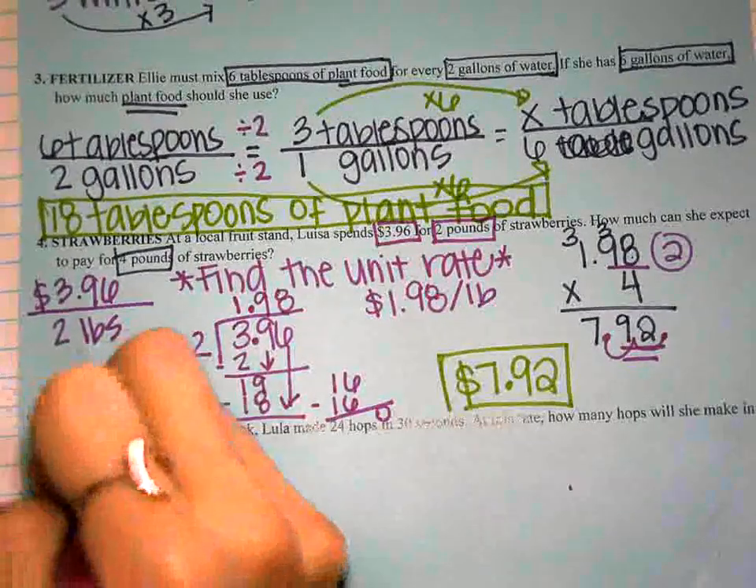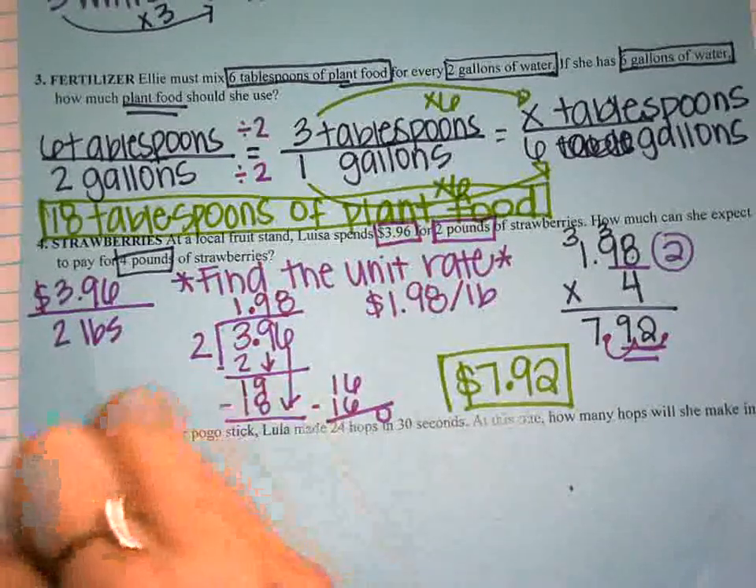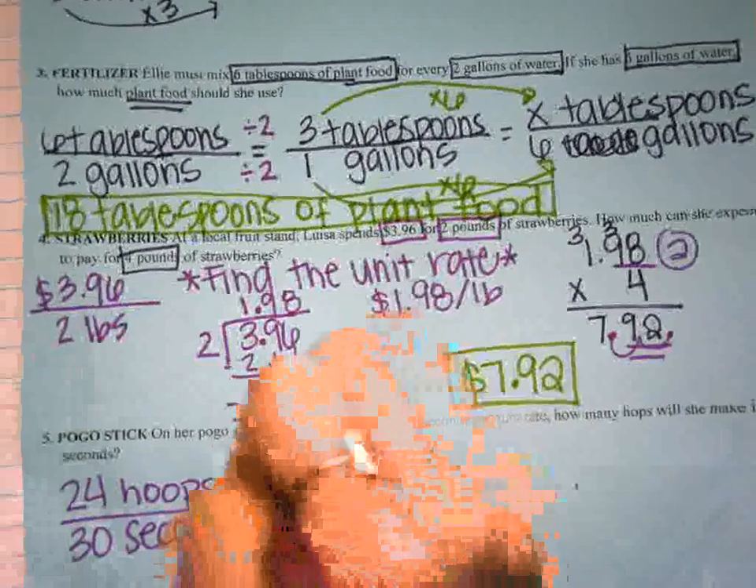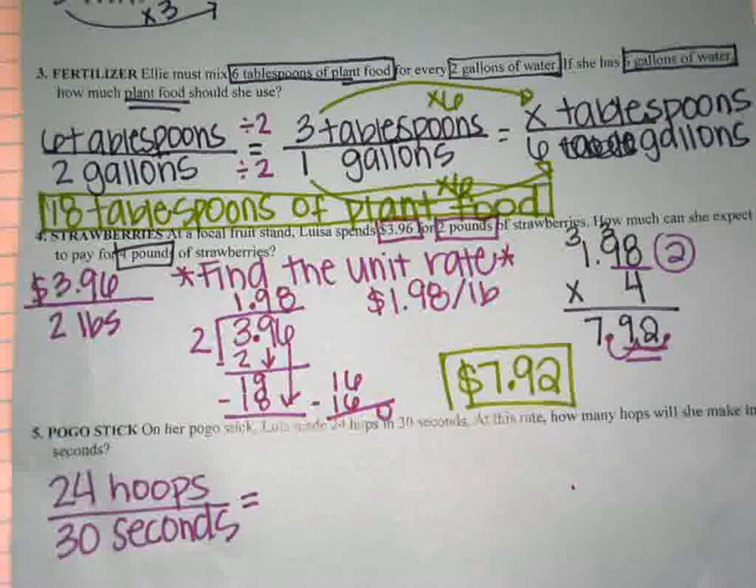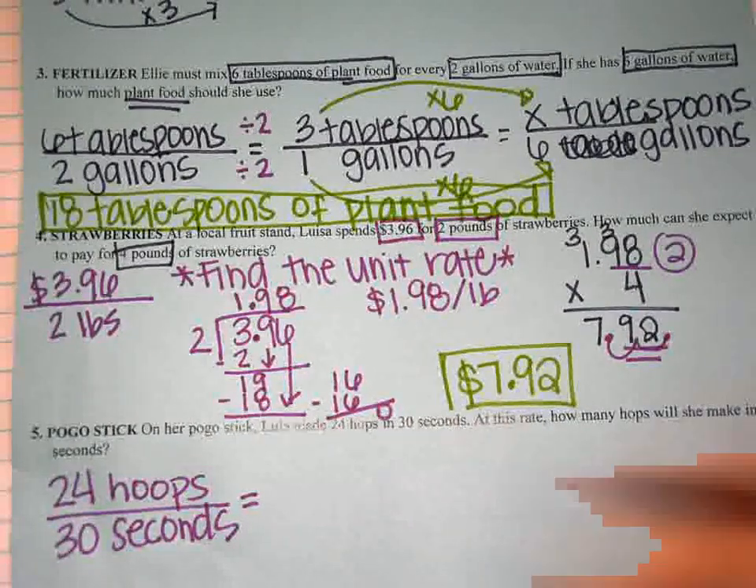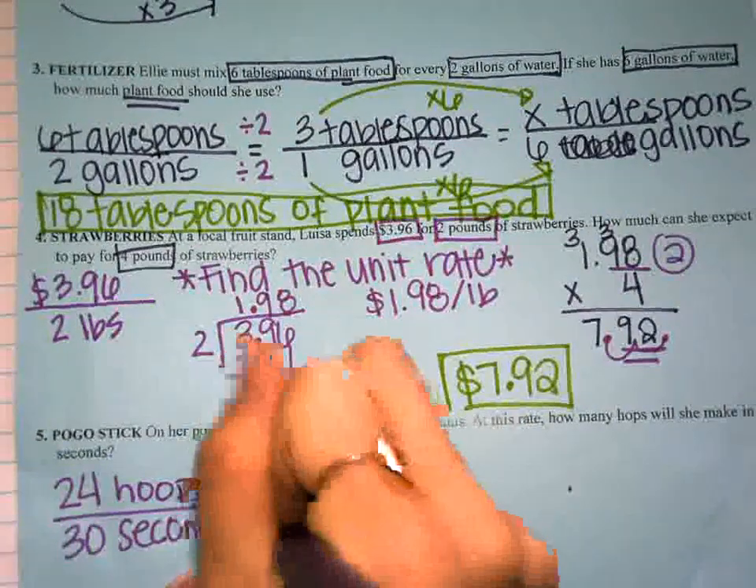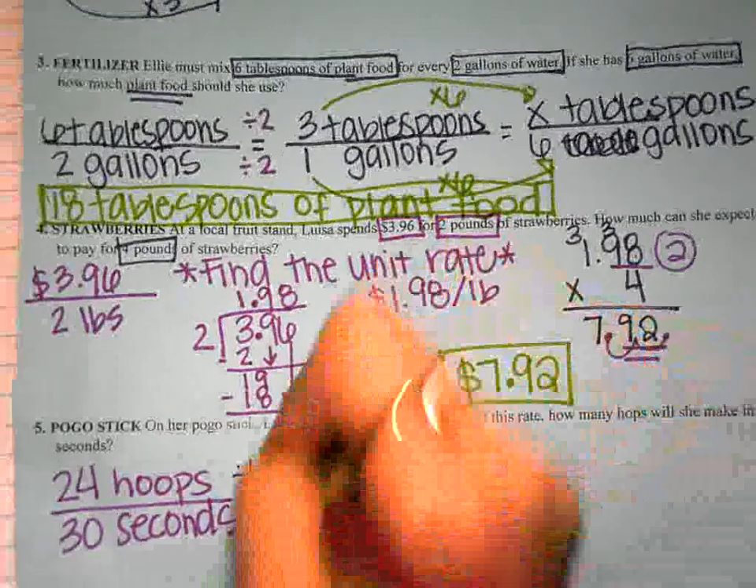So, I should have 24 hoops over 30 seconds. What do I need to do? Divide by 6. I want to simplify. 24 divided by 6 is what?